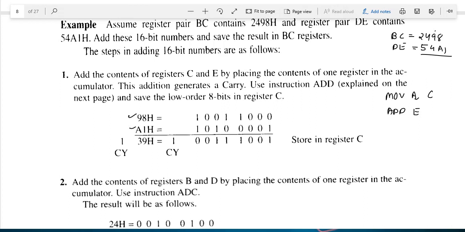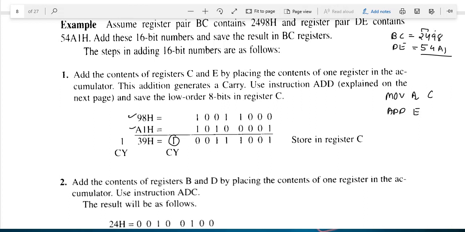Okay. So when we add this data, we got this carry flag. Now, if we add the upper byte, then we will add these two bytes along with the carry flag. So we will use the instruction ADC.